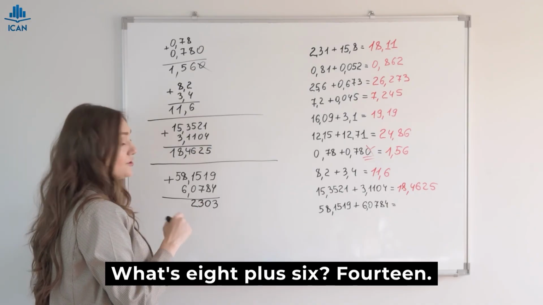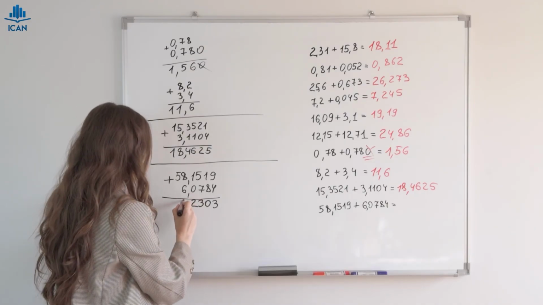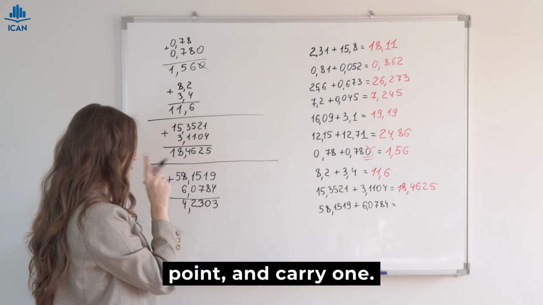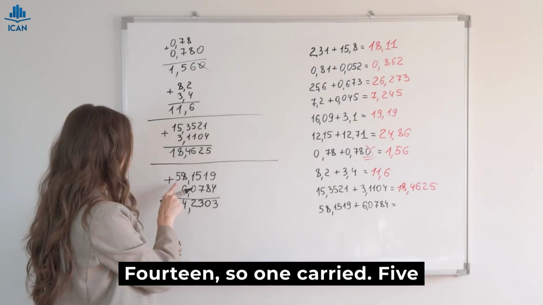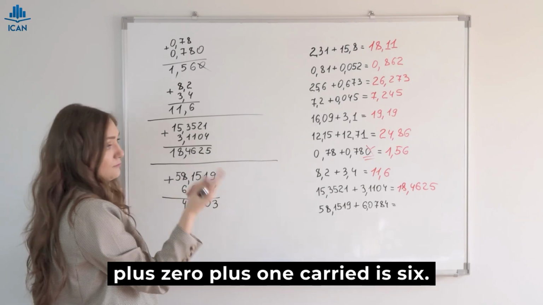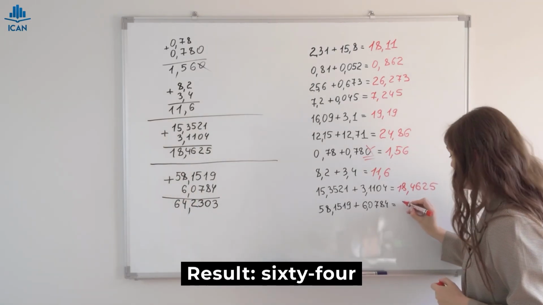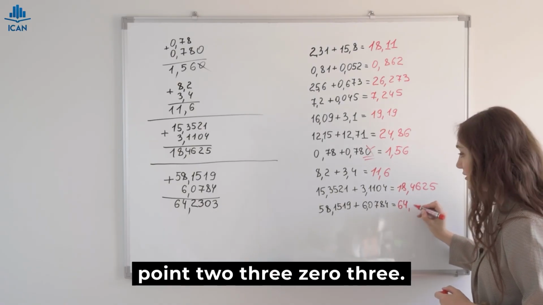What's 8 plus 6? 14. Write 4. Don't forget the decimal point and carry 1. 14, so 1 carried. 5 plus 0 plus 1 carried is 6. Result: 64.2303.